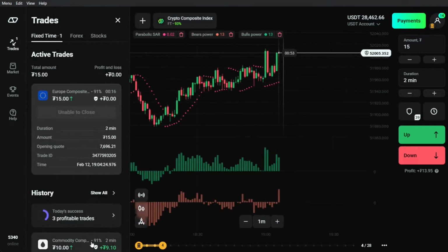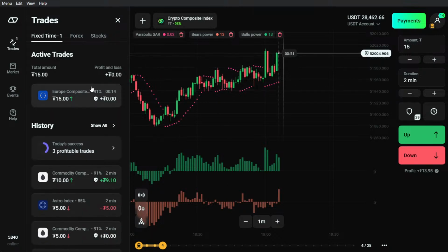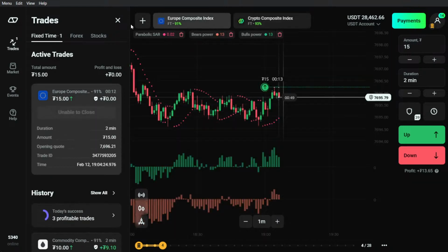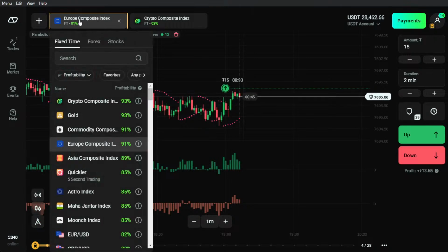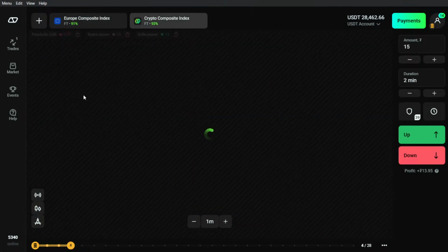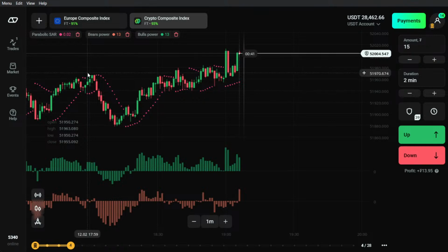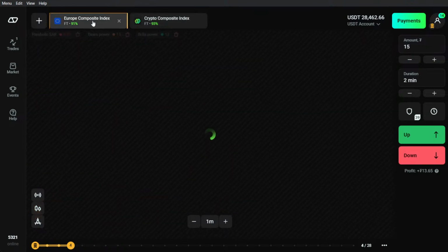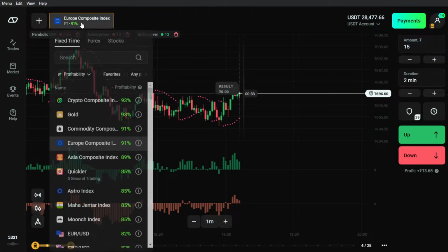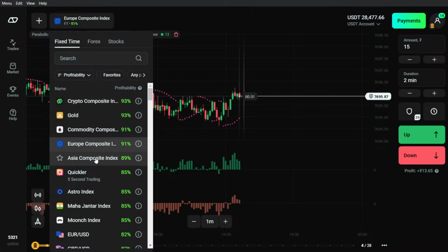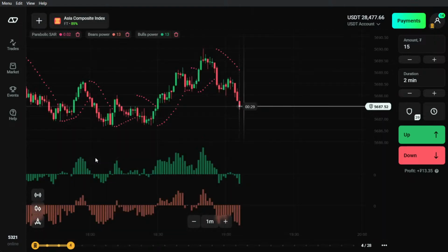Okay, we won this trade. Right now we have the euro composite trade. Do we have any chances of that going positive? No, we don't. So that 15 will come back, hopefully, and then we will recover it. Okay, so right now we are $7 plus, 7 USDT plus, which is okay.